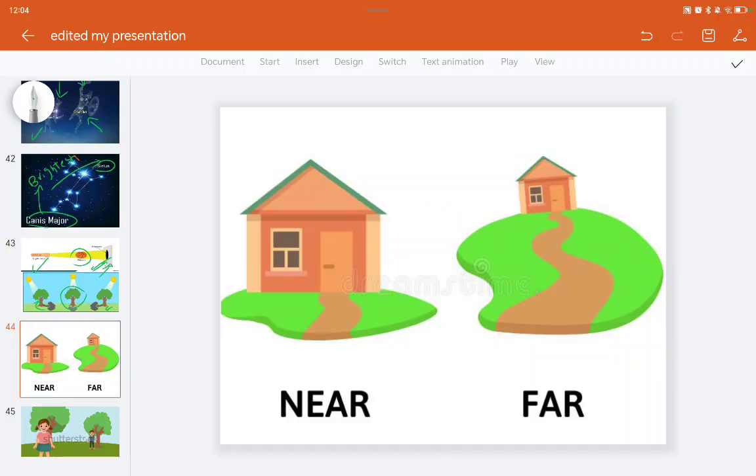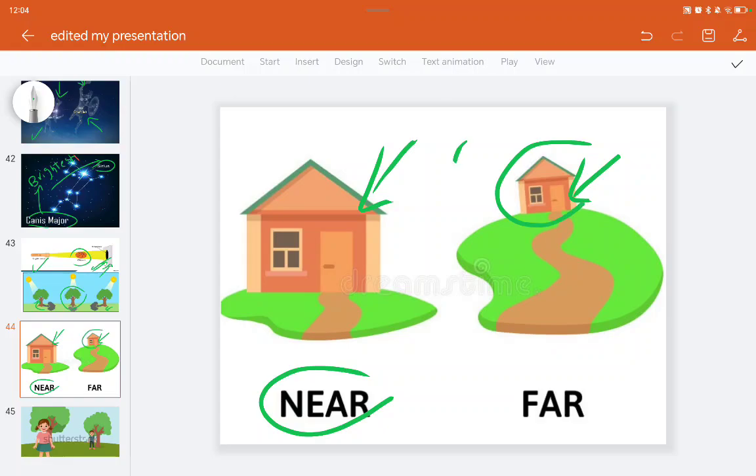Why can we see this house is very big, but we can see this house is very small? Why? As this house is near to us or close to us, we can see it bigger. But this house, we can see it smaller. Why can we see it smaller than this house? As it is far away.